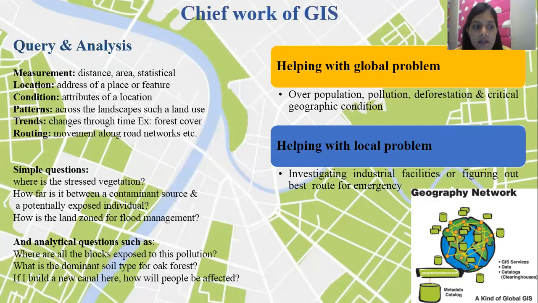Next, moving further, you can see patterns. What are patterns? Patterns across the landscape, such as land use. When we do any spatial analysis, we require land use. What is land use? The specific purpose for which land is used is known as land use. It means I have a partition of my land: some part will go to the residential area, some for the commercial area, some for the recreational area. That is land use, how specifically we are using the land.